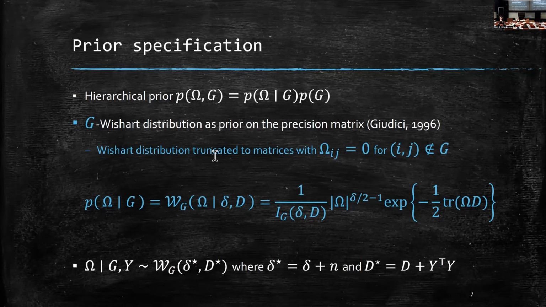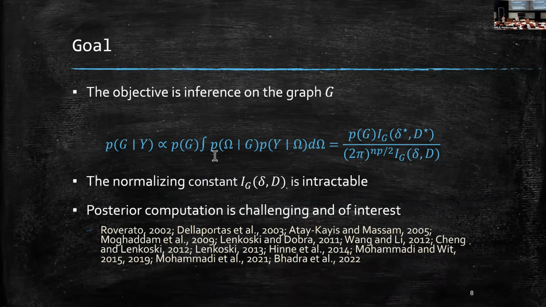And so this is the shape of the G-Wishart distribution. And as I said, this is a conjugate prior. So given Y as a multivariate normal distribution with mean zero and precision omega, the posterior distribution of omega given G and Y is still a G-Wishart distribution with updated parameters. So this is standard Bayesian machinery. Given the graph and Y, you can easily get the posterior for omega. But in reality, we are interested in the graph. That's where we want to put our posterior inference.